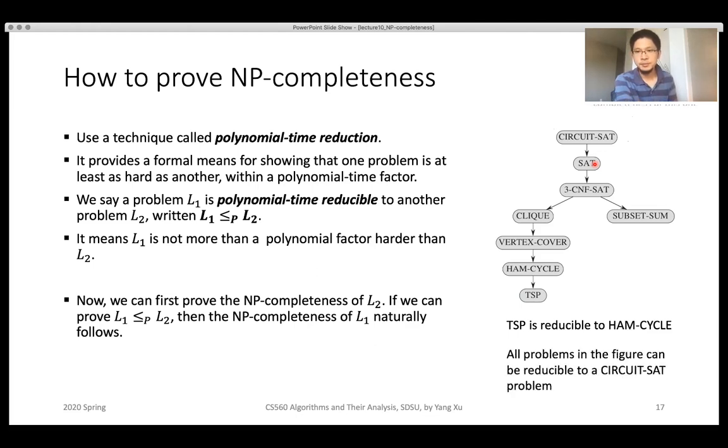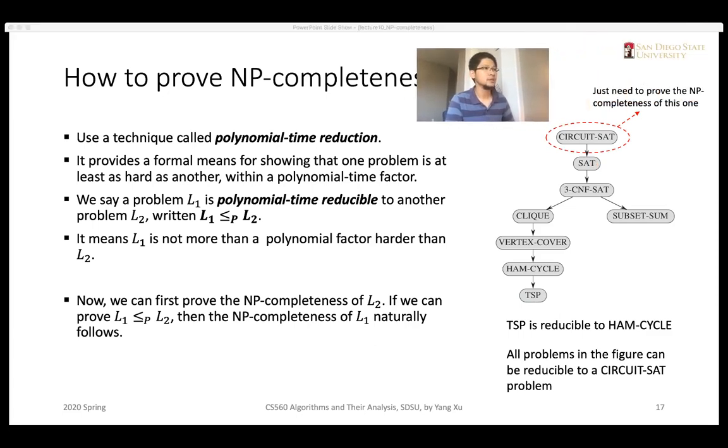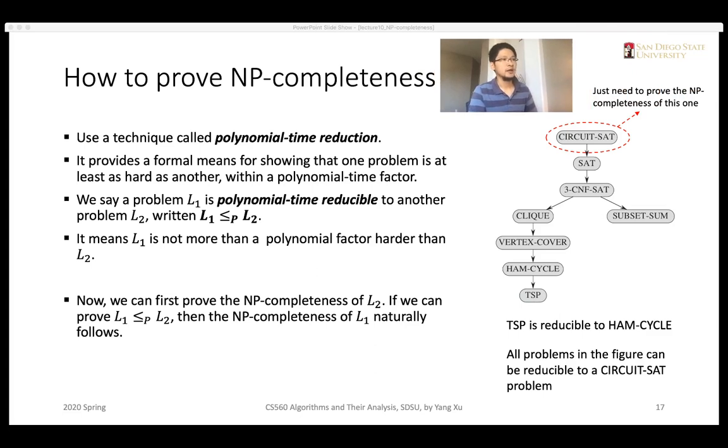Okay, so basically the practice is that we just need to prove the NP-completeness of the circuit satisfiability problem in order to prove the NP-completeness of other problems. Okay, we don't need to know the details about how to completely prove the NP-completeness, but this is the typical technique that we use.